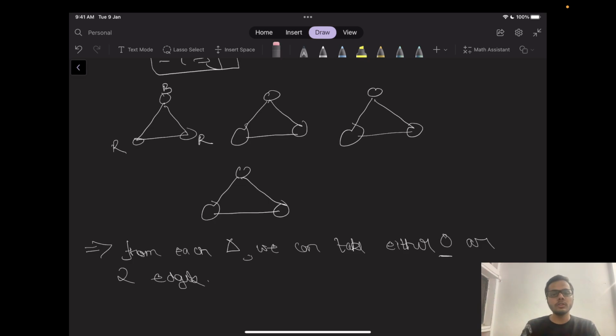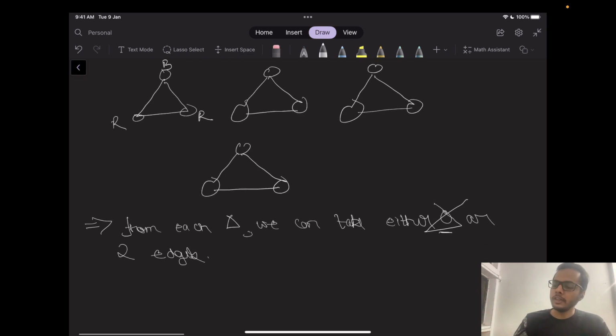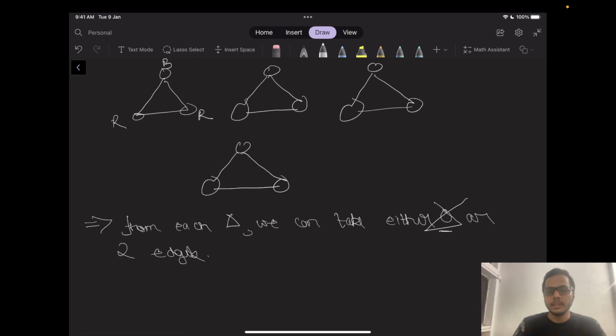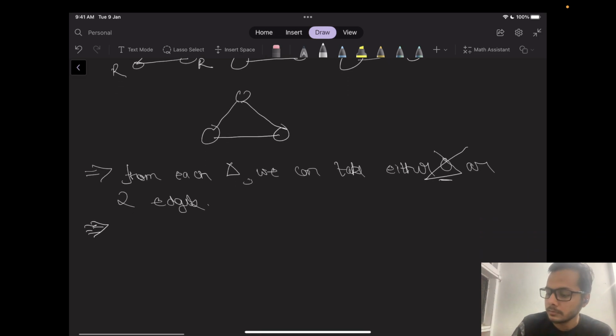But our goal was to maximize the sum of weights, right? So it doesn't make any sense to take zero edges, right? Since we can always take two edges, why take zero edges? Hopefully this makes sense. So we will take two edges from every triangle. But now comes the question, which two edges should we take? Now, obviously, if you want the maximum sum, then you will take these two edges such that their sum is maximum.